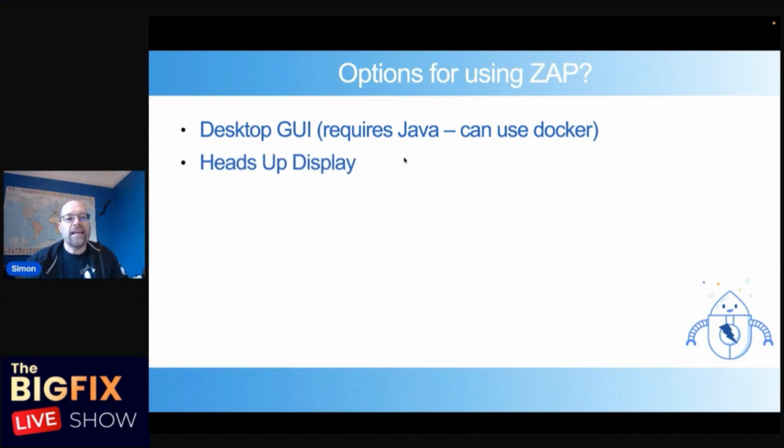We also have a heads-up display. This is something which is unique to ZAP, I think. What it does is bring ZAP into the browser. The browser is your window into the application. What ZAP does is inject content into it so you can see the status of ZAP and you can control ZAP. Automation is a very significant thing for ZAP.